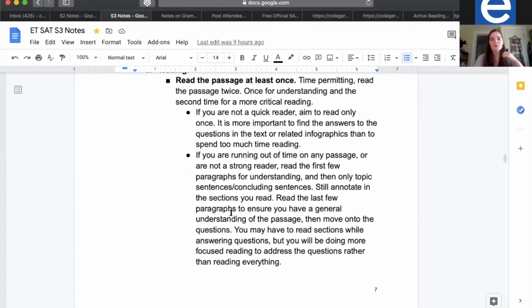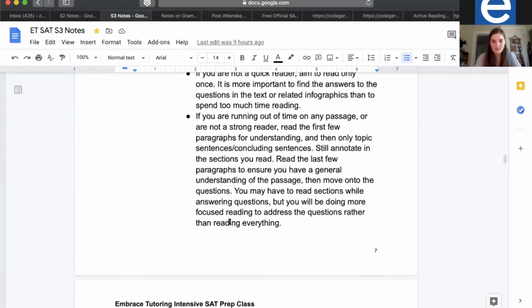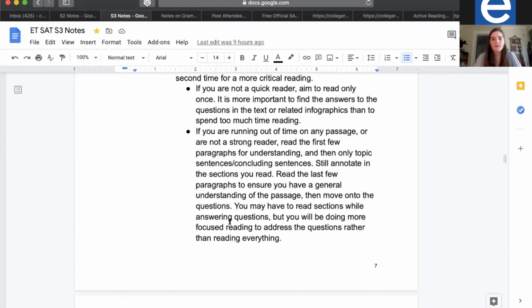You want to focus on getting the theme or the thesis or the general idea of what this passage is about. You need to know the gist so that you can address the questions, but you can focus on specific details from the questions to help tailor where you're reading, which we're going to get into in a second. Okay. If you are not a quick reader, you want to aim to read only once.